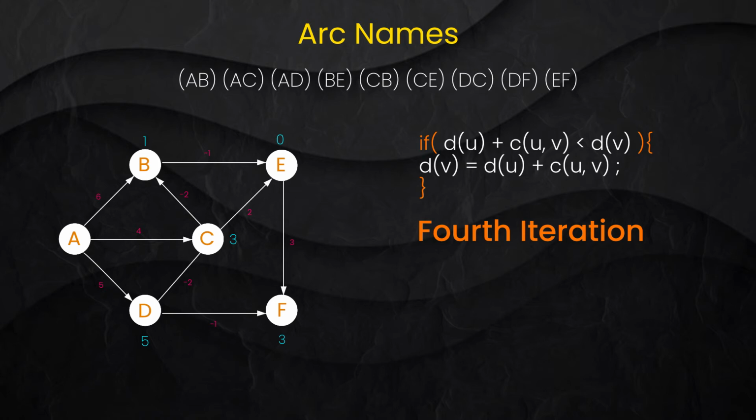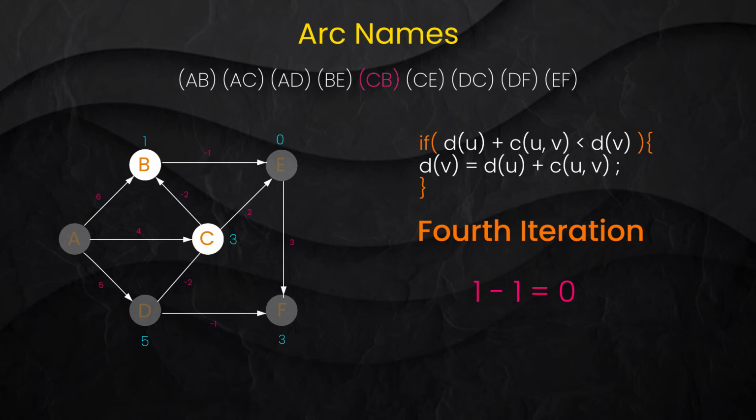Look at the fourth iteration. Again, in the fourth iteration we will start with AB. AB: 0 plus 6, 6 is greater than 1, so it will not be updated. AC: 0 plus 4 is greater than 3, will not be updated. AD: 0 plus 5 is equal to 5, will not be updated. BE: 1 minus 1, that is 0, will not be updated.